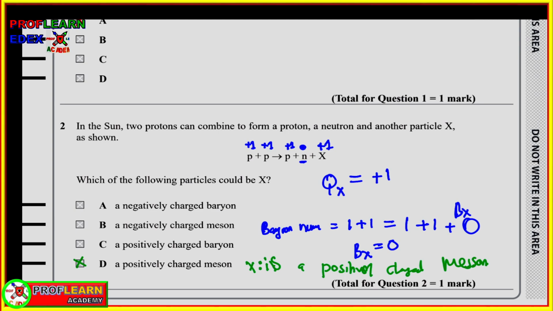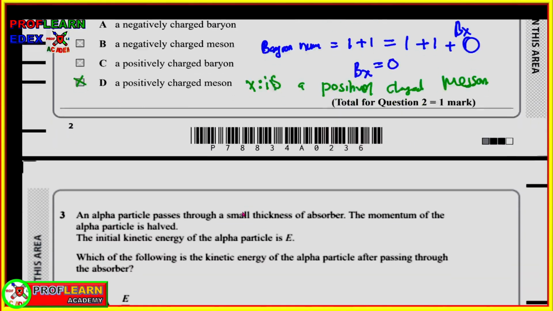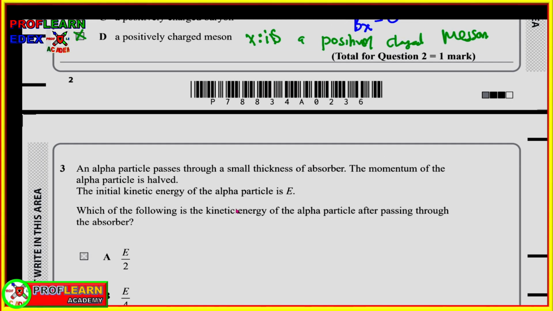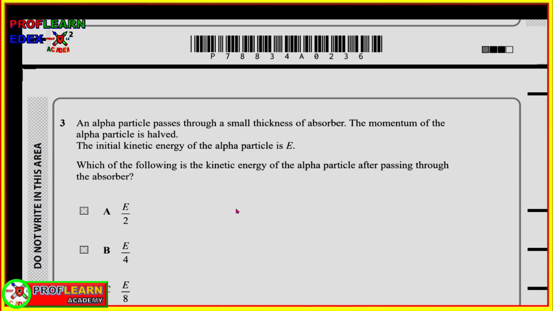Okay, so moving to the next part, we are told in the next question that alpha particles pass through a small thickness of absorber. The momentum of the alpha particle is halved. The initial kinetic energy of the alpha particle is E. Which is the kinetic energy of the alpha particles?